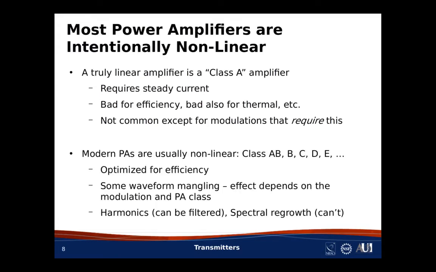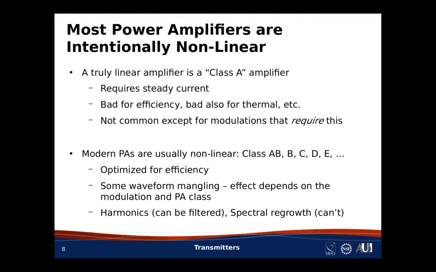Modern power amplifiers are usually nonlinear, and they're labeled with a class of operation such as AB, B, C, D, E, and so on. These classes are all just different ways of being nonlinear. The key idea is that we're giving up linearity for efficiency. And to be clear, that loss of linearity usually means that the waveform will be mangled in some way that depends on the particular modulation and the class of the power amplifier. Fortunately, transmitter designers have become quite clever in managing this in a way that does not limit the performance of the modulation too much.